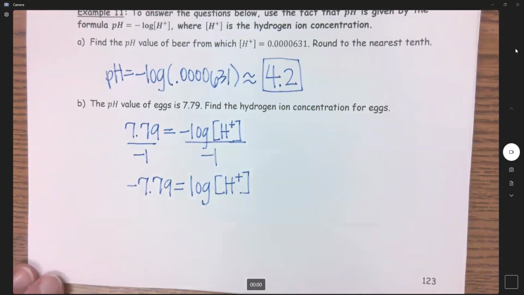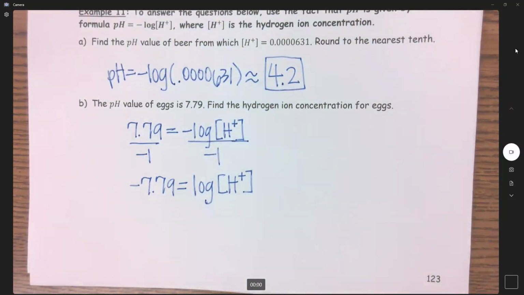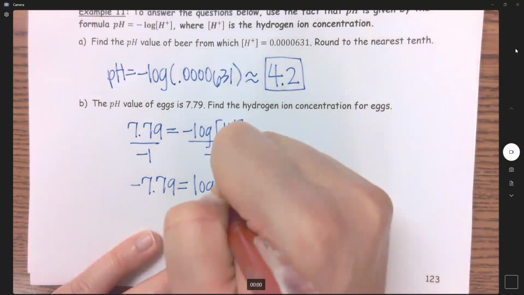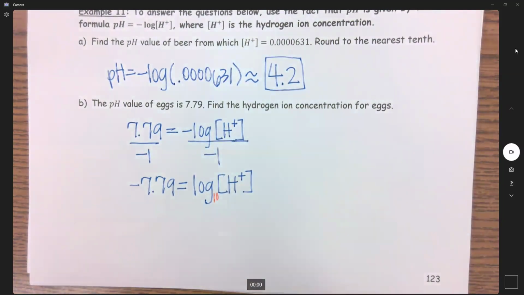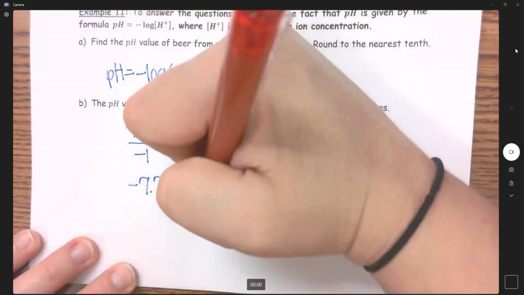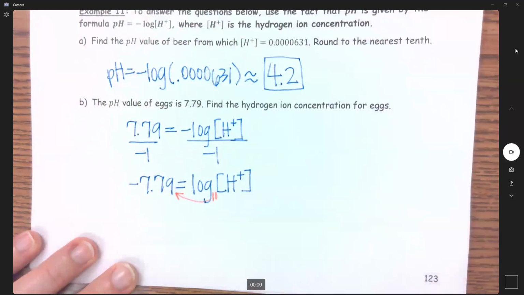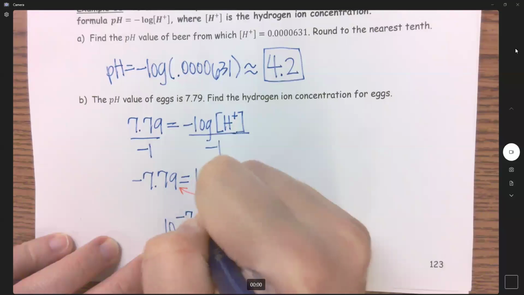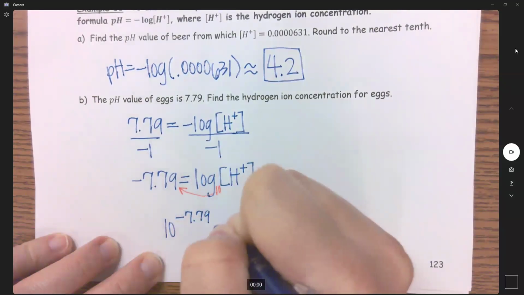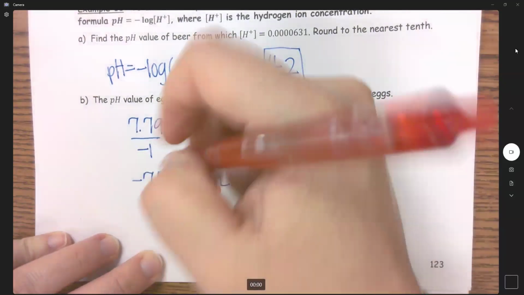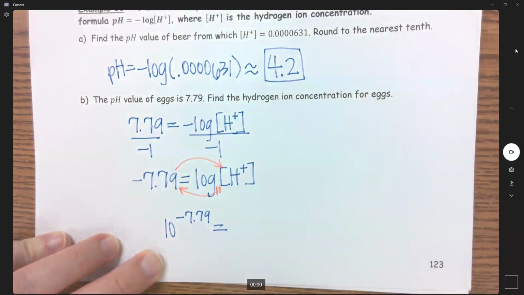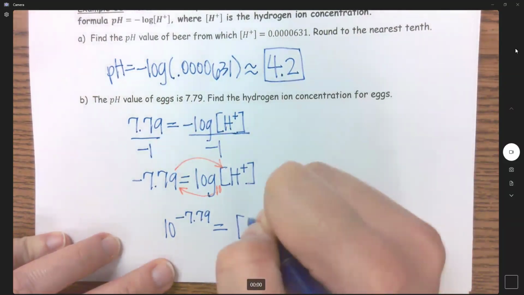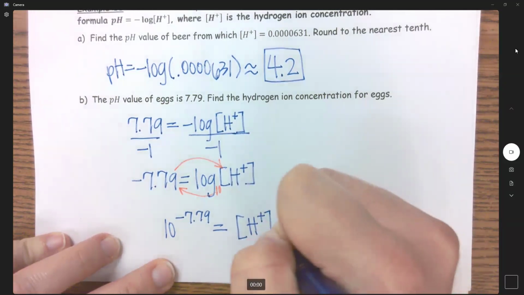And now I can rewrite it. This is a log with what base? With a base of 10. So we're going to go base to the other side of the equals, meaning I have 10 to the negative 7.79, and that will equal whatever's left over, the hydrogen ion concentration.